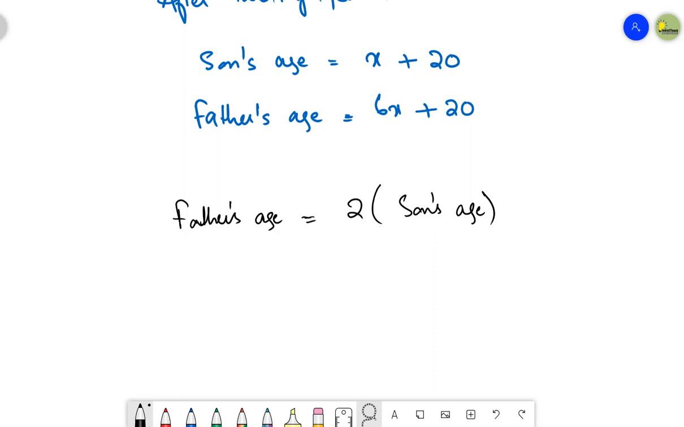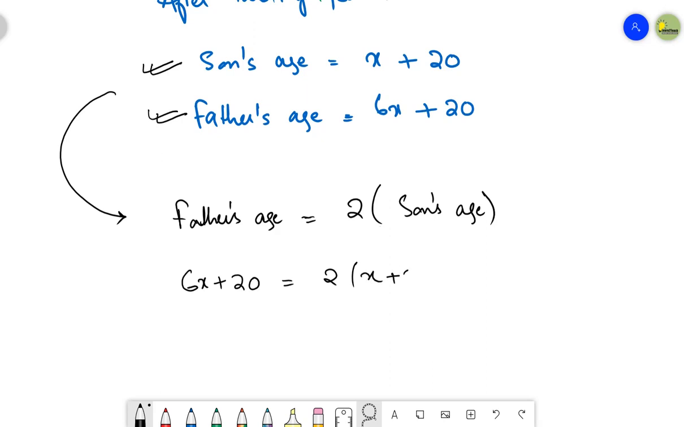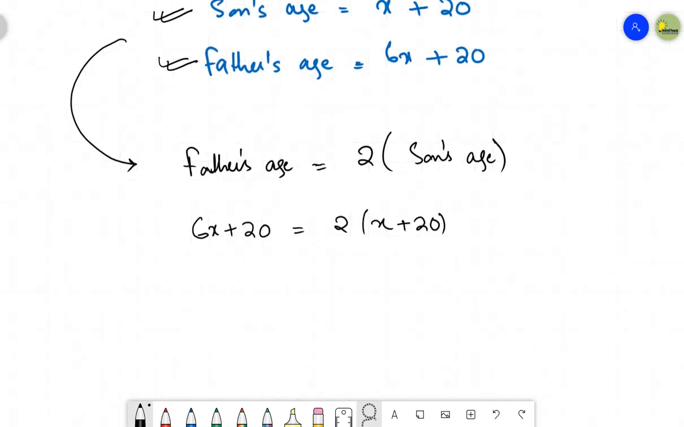So you have to put the son's age and father's age after 20 years into this equation so that you can have a perfect linear equation. Father's age after 20 years was 6x plus 20 equals 2 multiplied by son's age. Son's age after 20 years is x plus 20. So this is exactly what happens after 20 years.